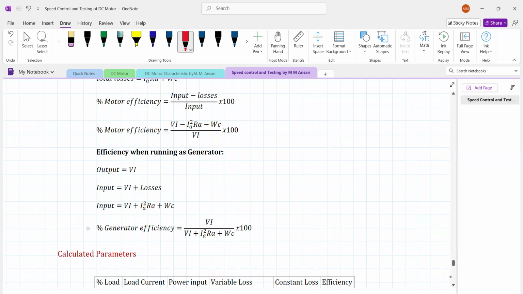And hence, it is possible to calculate the efficiency acting as a generator, or generator efficiency. So output divided by output plus losses, that is input. So here, this is the efficiency of the generator.